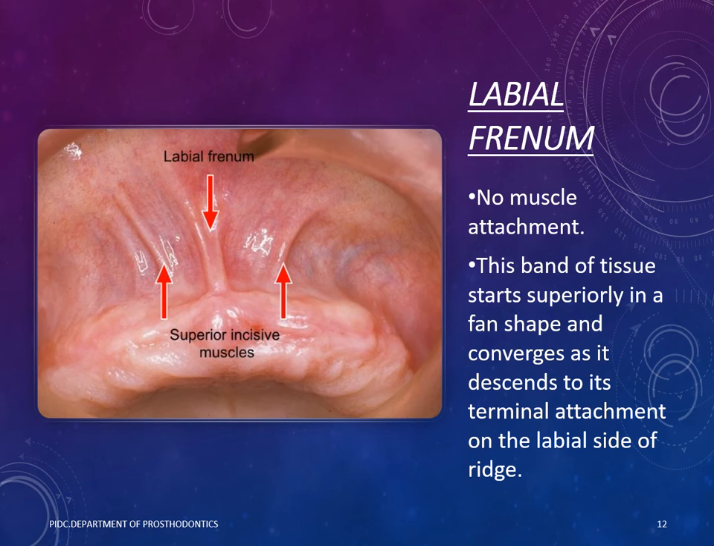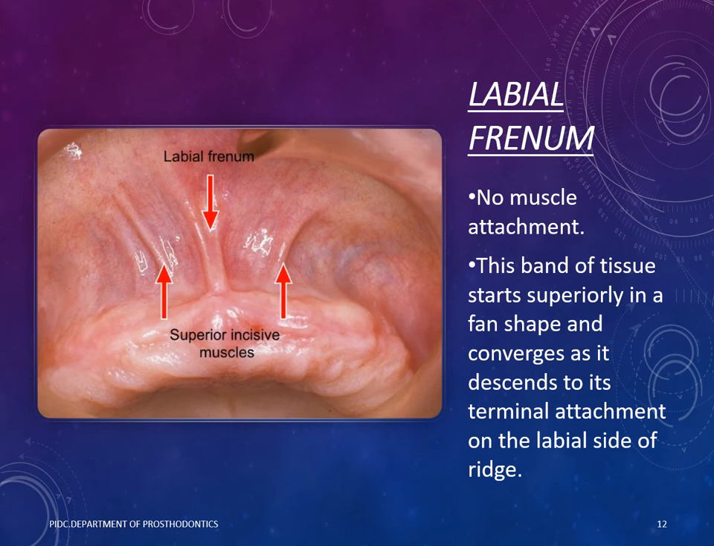So first, considering the labial frenum. When you observe a completely edentulous patient, this is what you're going to look at. This is your labial frenum. I will not be looking at the notes over here. I hope you will be able to go through it, but I will just describe and discuss the clinical implications of every supporting and limiting structure.